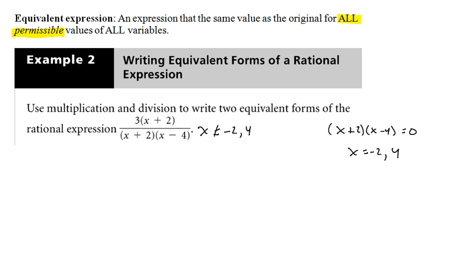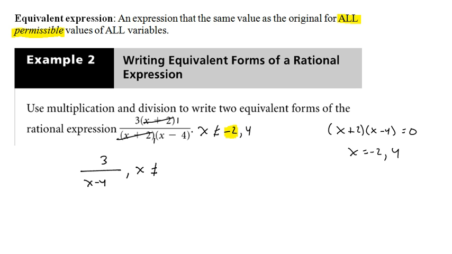Okay. The first most obvious way of creating an equivalent form here is to see that x plus 2 over x plus 2 equals 1 over 1 if x can't equal negative 2. If x equals negative 2, then we get 0 over 0, and that's a mess. And we don't want to talk about that at all. It's not going to be defined. So if x doesn't equal negative 2, then x plus 2 over x plus 2 is going to equal 1. So an equivalent expression would be 3 over x minus 4.